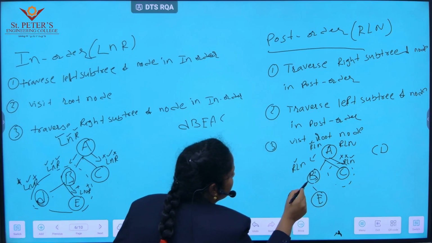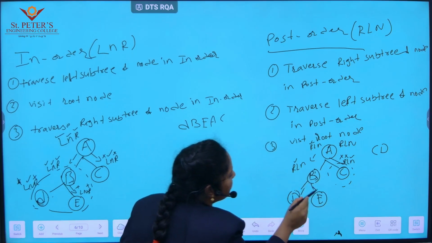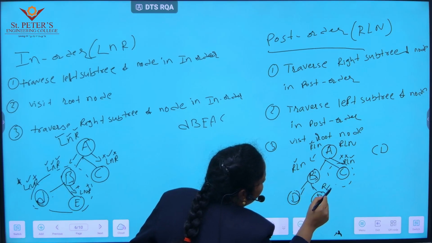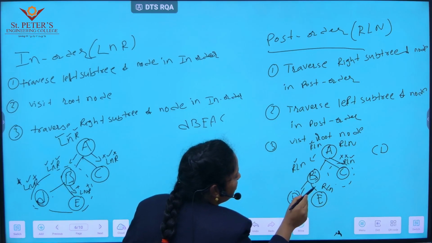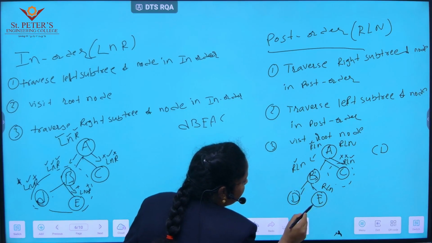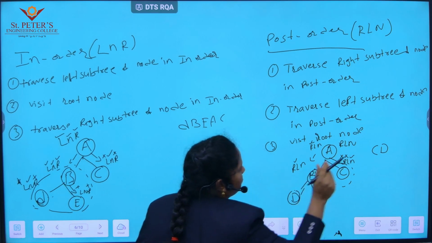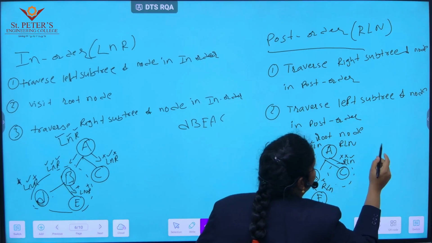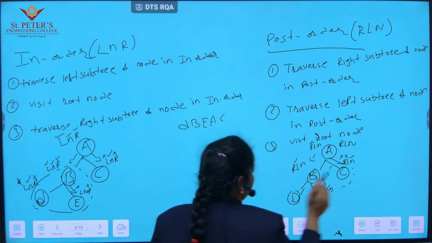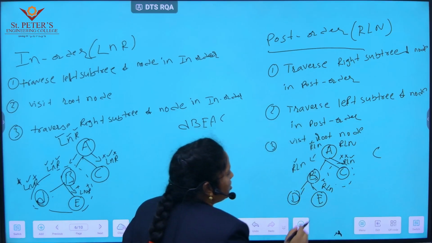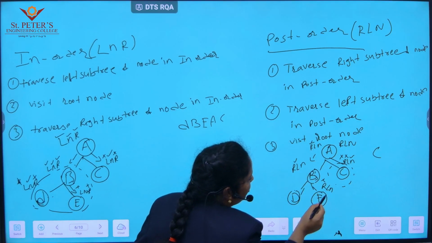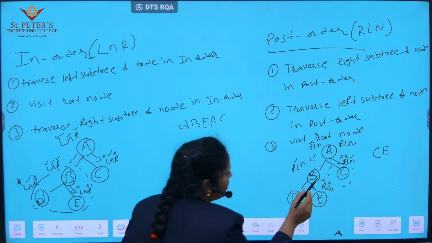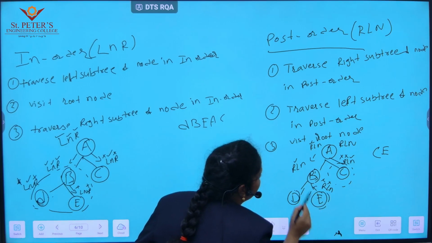The first step is R. R means traversing right side. So right of the B is E. So first we have to apply this post order on right part of the B. So R is there for E? No. So right is there? No right, no left. Only node is there. And next, so complete right part of B is completed.